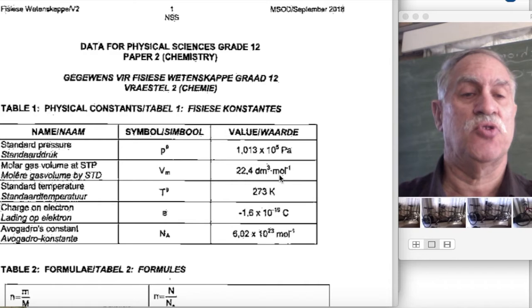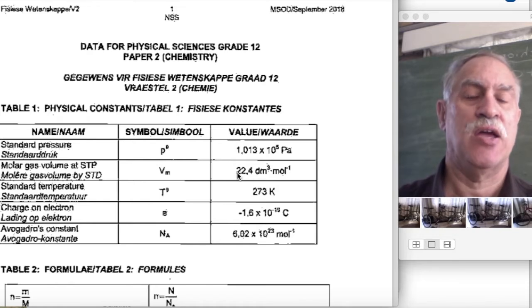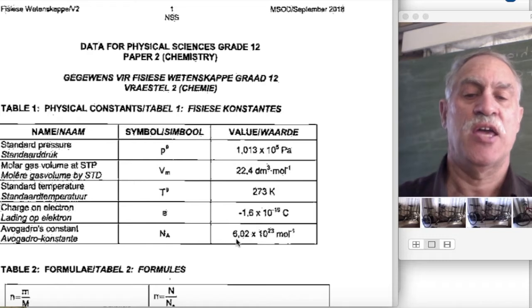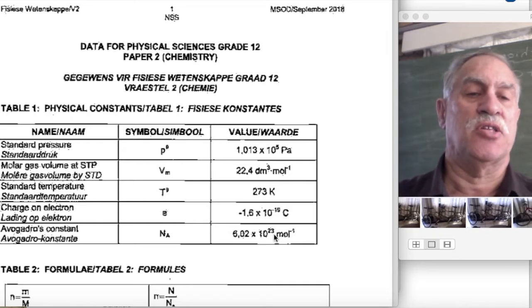What it means is if you capture 22 decimeters cubed, that means 22 liters of air, in that air are a certain number of atoms and molecules. And that number is this number, Avogadro's constant, or Avogadro's number. It means that in every 22.4 liters of air or any gas, there are 6,02 times 10 to the 23 individual separate little atoms or molecules.